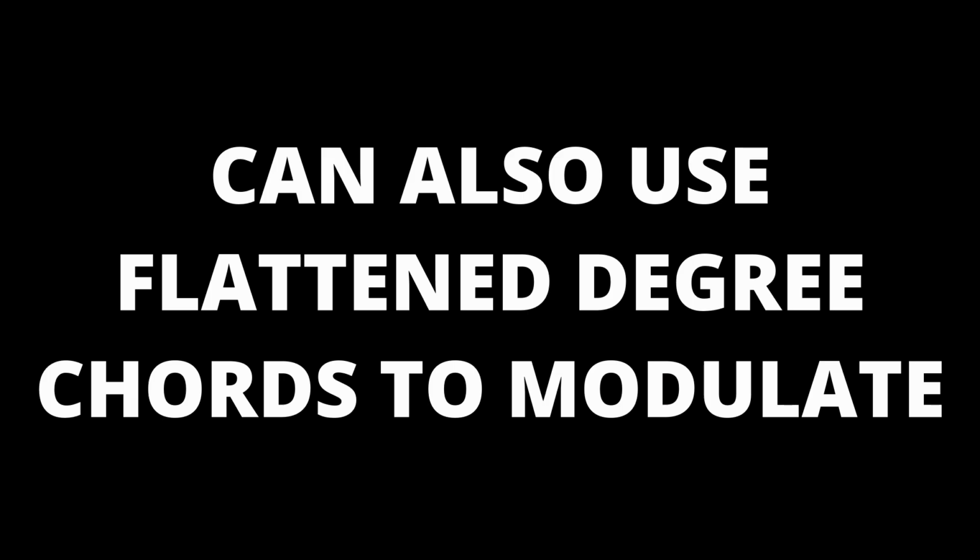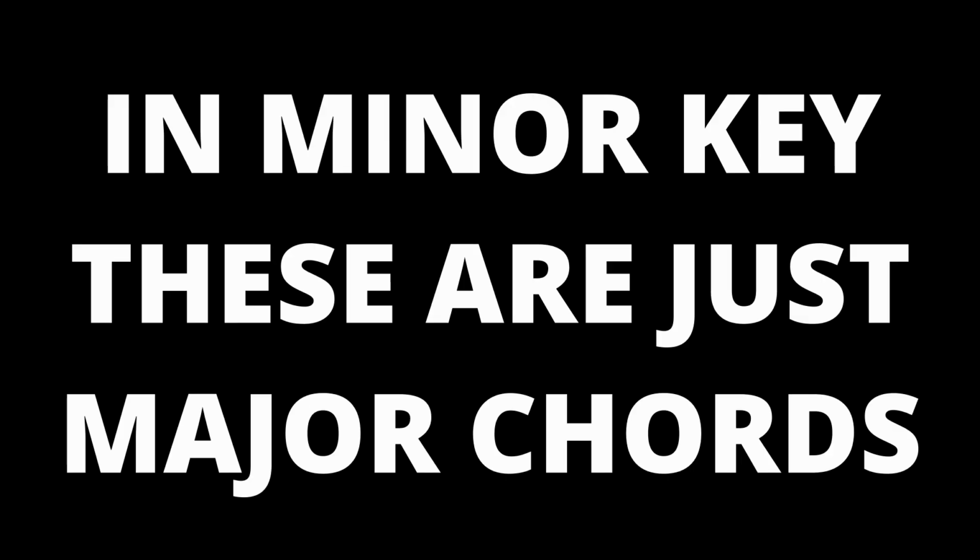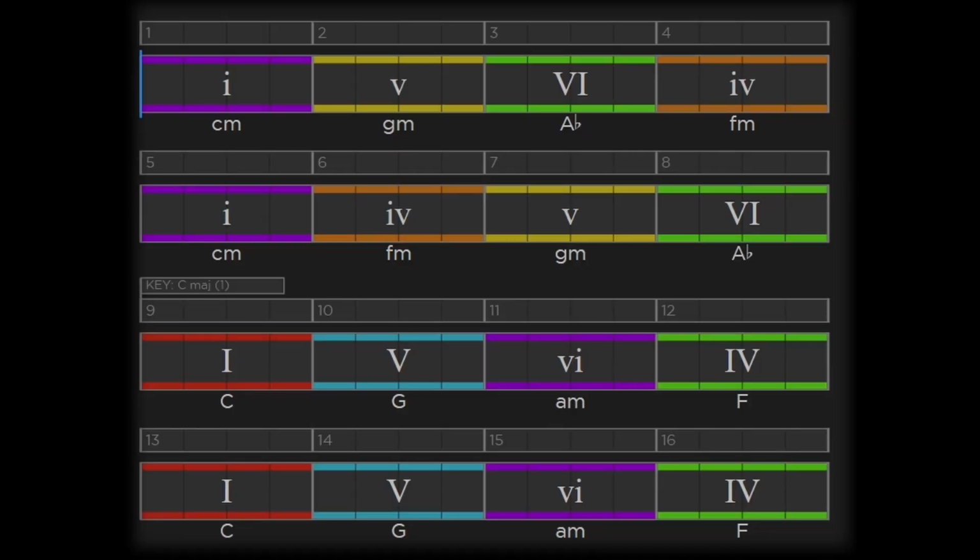We can also use the flattened degree chords we saw earlier to modulate. Of course, in a minor key they are no longer flattened degree chords and are just basic chords in the key. Let's use the 6th chord for our modulation this time.